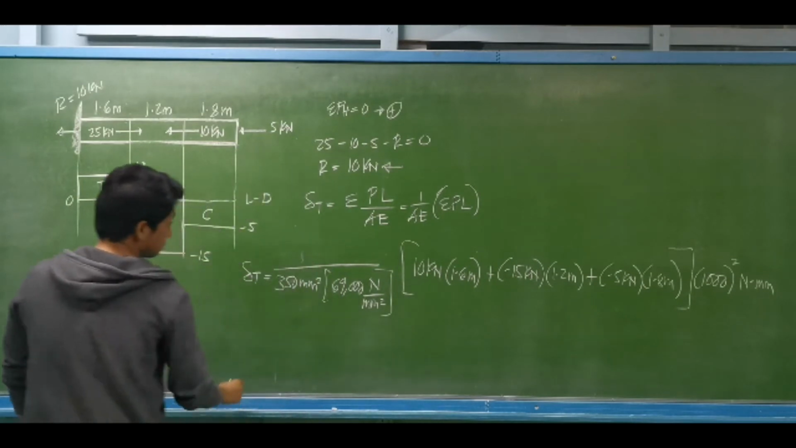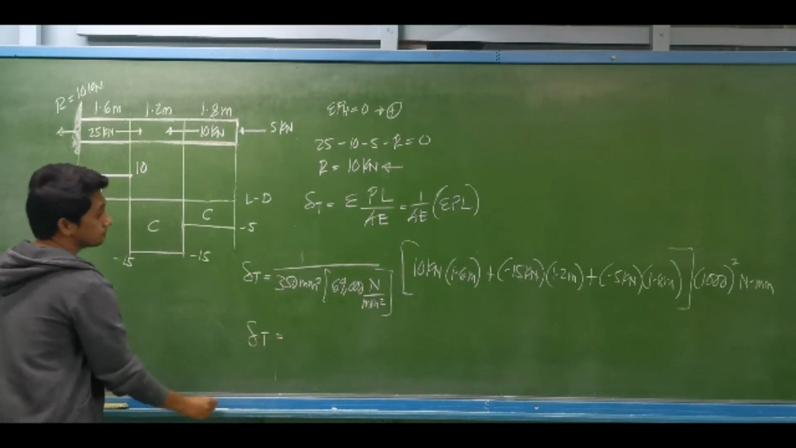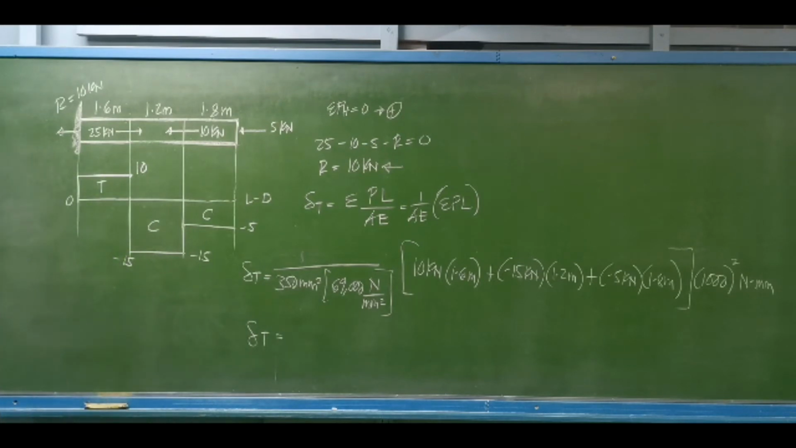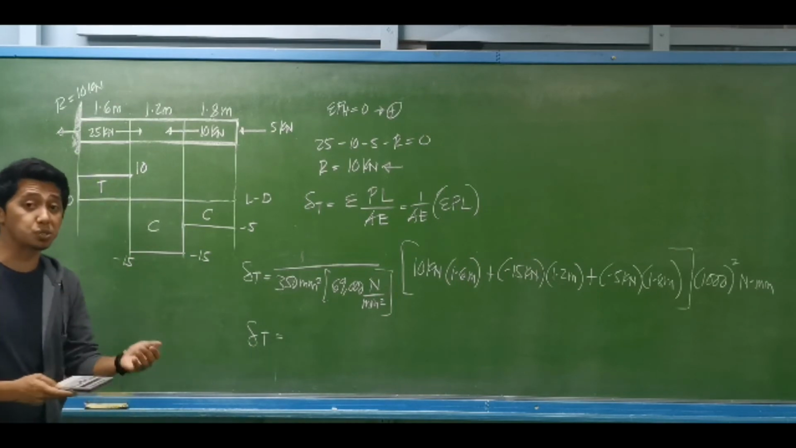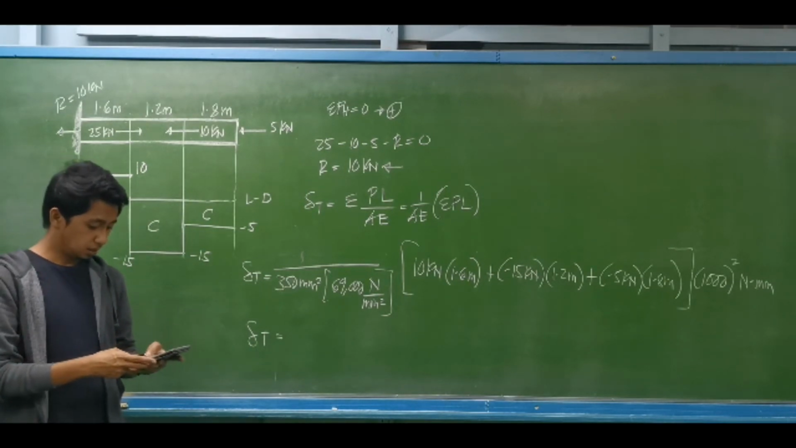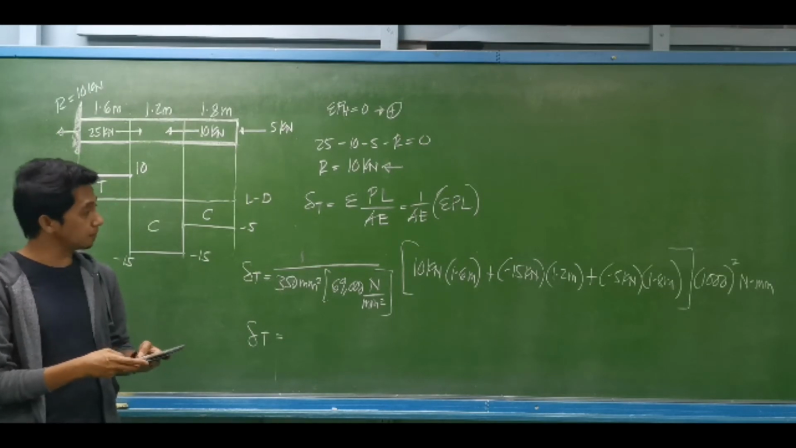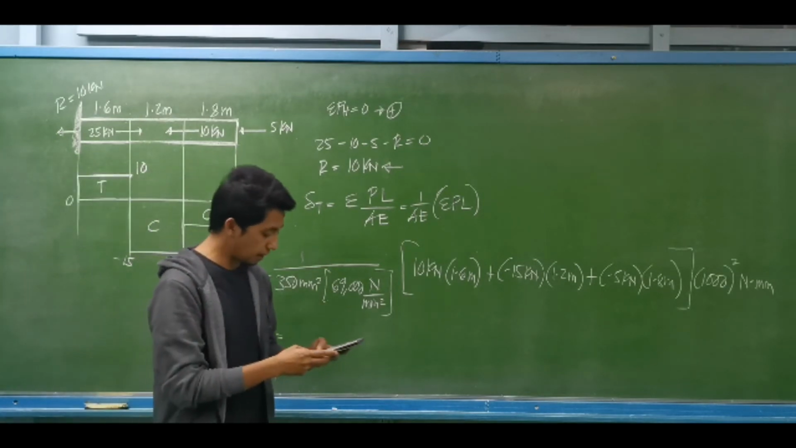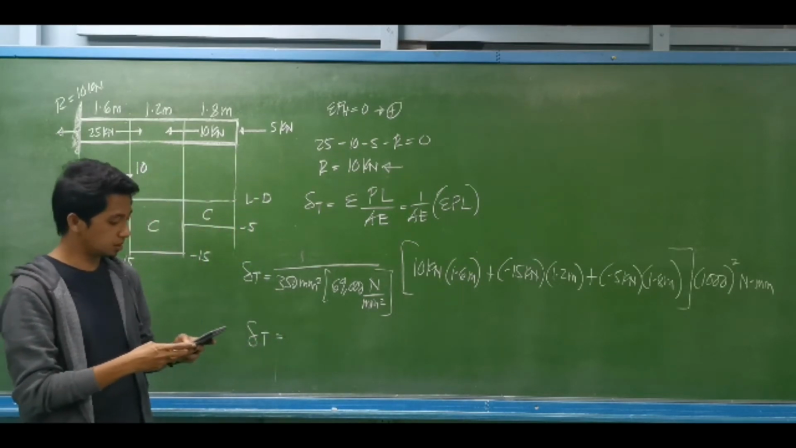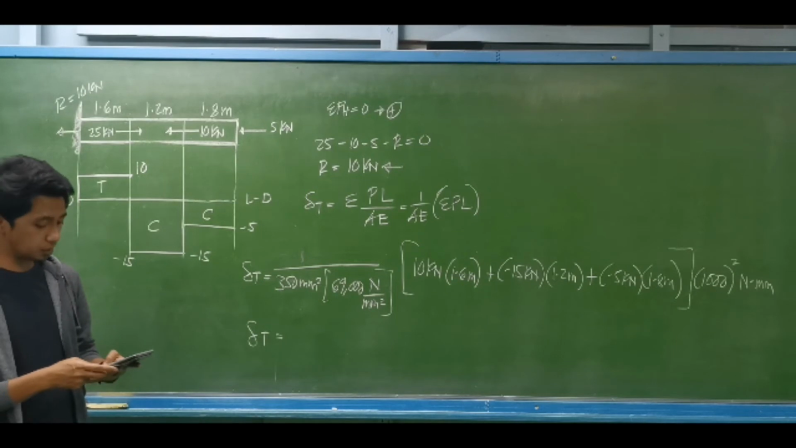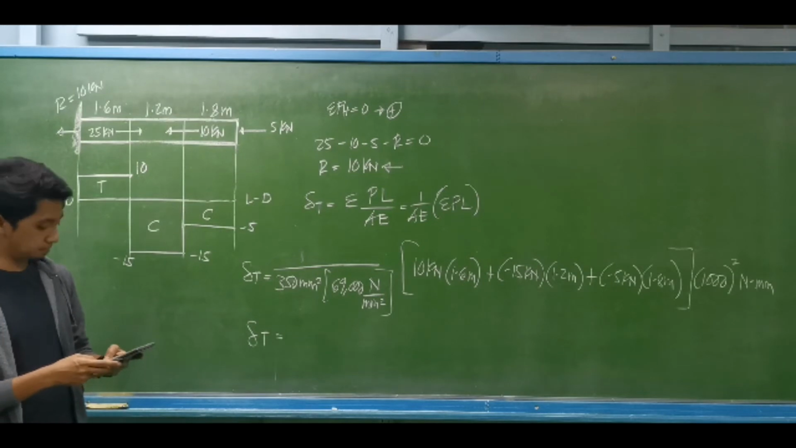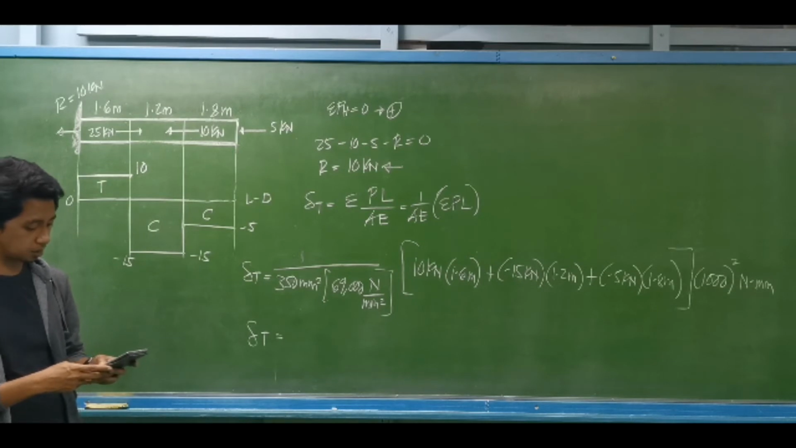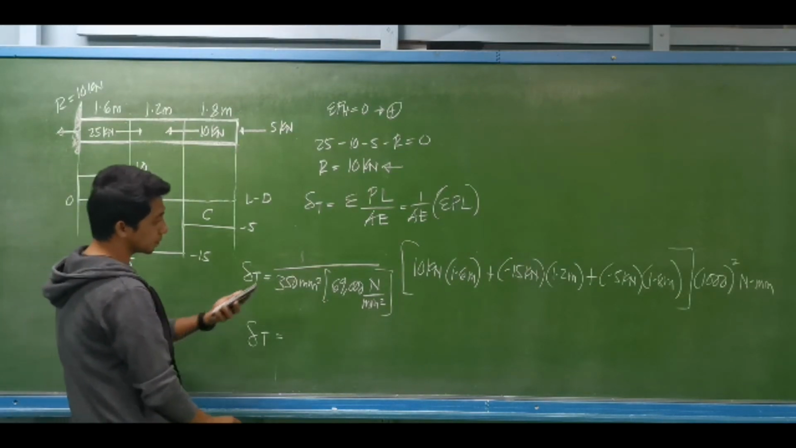Alright, let us compute for the total deformation. So we have as the first segment 10 times 1.6, positive since it is under tension. Then minus 15 times 1.2 under compression, minus 5 times 1.8 also under compression. So we have to multiply it by 1000 squared for the unit to be in newton mm. Then divided by 350 divided by 69,000 megapascals. So the remaining unit will be in terms of millimeters.